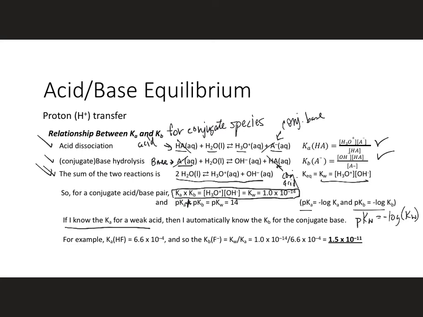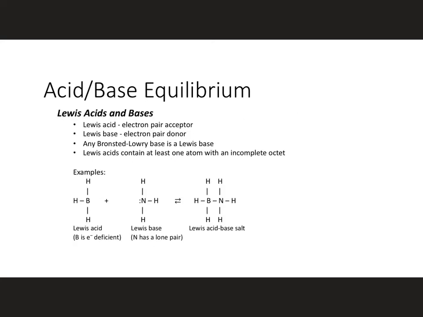So if I know the Ka for a weak acid, then I can automatically know the Kb for the conjugate base. Here's an example. The Ka for HF is given as 6.6 times 10 to the minus 4th. And so the Kb for F minus is just going to be Kw divided by Ka, or 1.5 times 10 to the minus 11th. Notice HF is a weak acid. It has a Ka of the order of 10 to the minus 4th, and F minus is a weak base. Its Kb is 10 to the minus 11th.